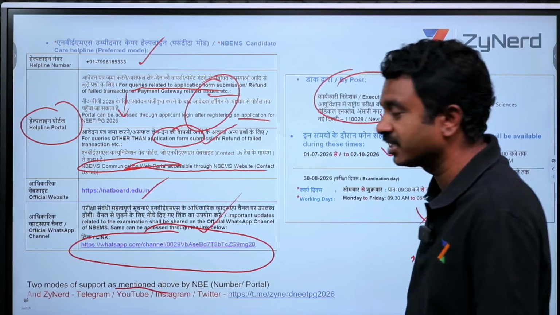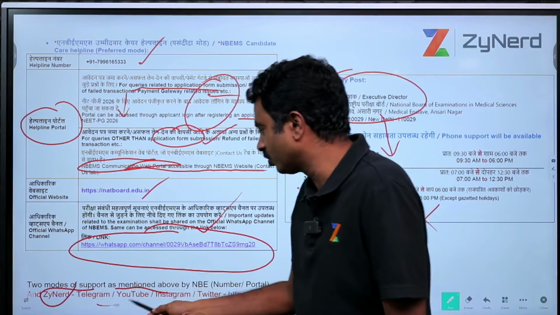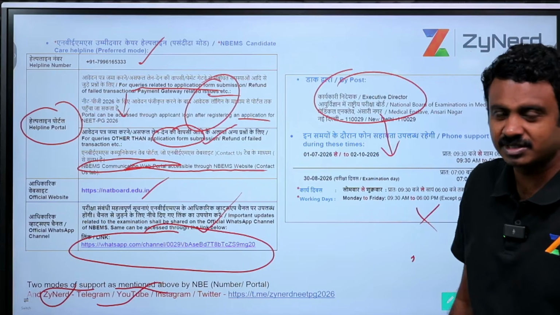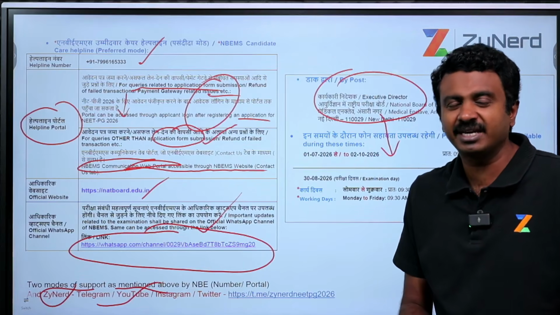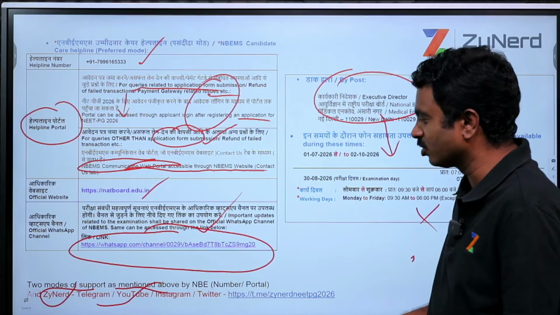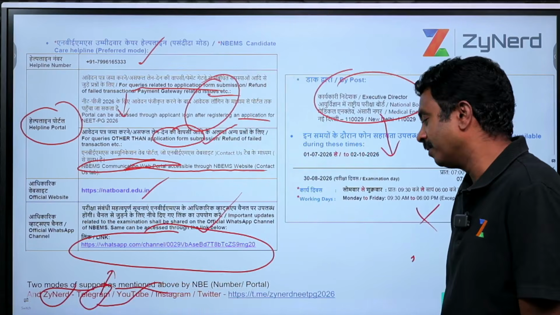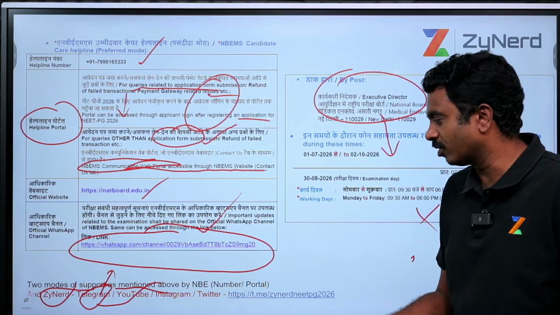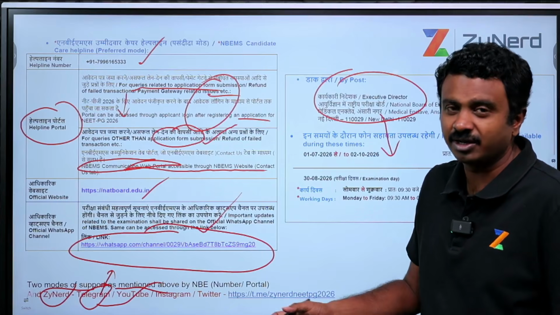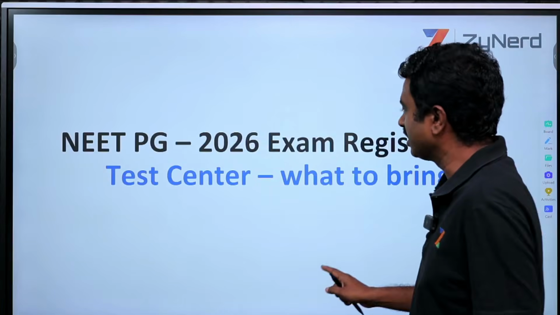Those are the modes of support mentioned above by NBE. There is a better mode of support, which is ZyNerd's Telegram groups and YouTube channels. You can always put your query. We might take at least 4-5 or 6 hours to respond. We try our level best to respond on Telegram as early as possible, at least during this phase, which is very important. But you can also look at our YouTube channels for complete clarity on everything. We have tried to address almost everything.